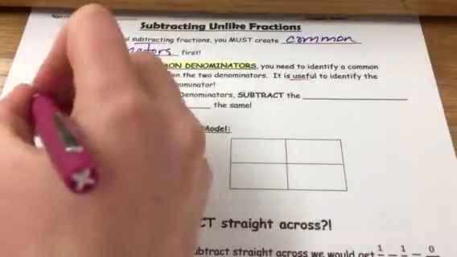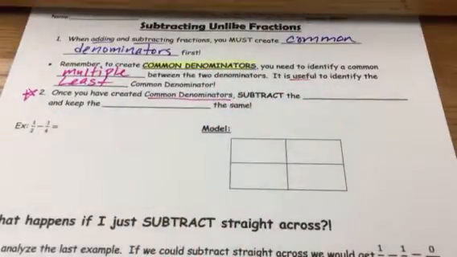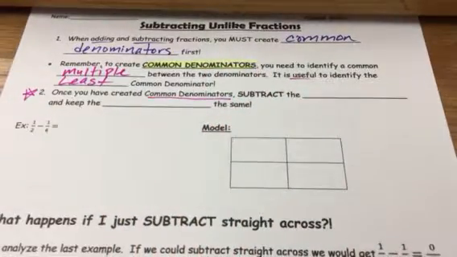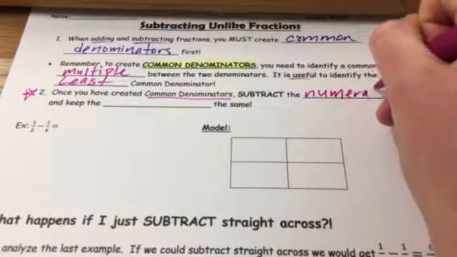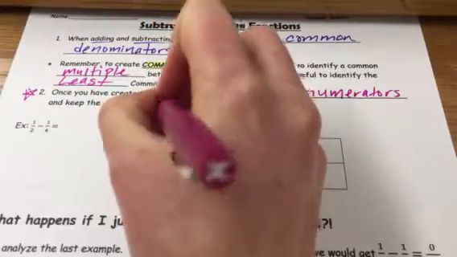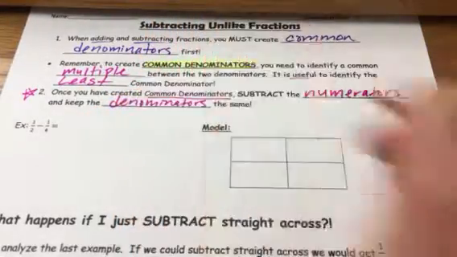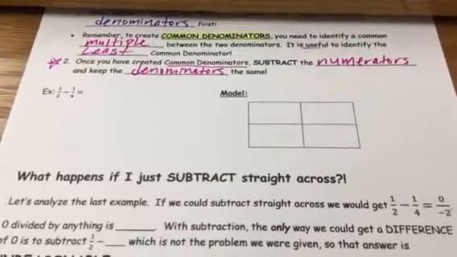So here's the key. Once you've created your common denominators, so once you've used your equivalent fraction skills that you already have, you're going to subtract the numerators and keep the denominators the same, just like you did with adding. So let's go ahead and take a look at an example.